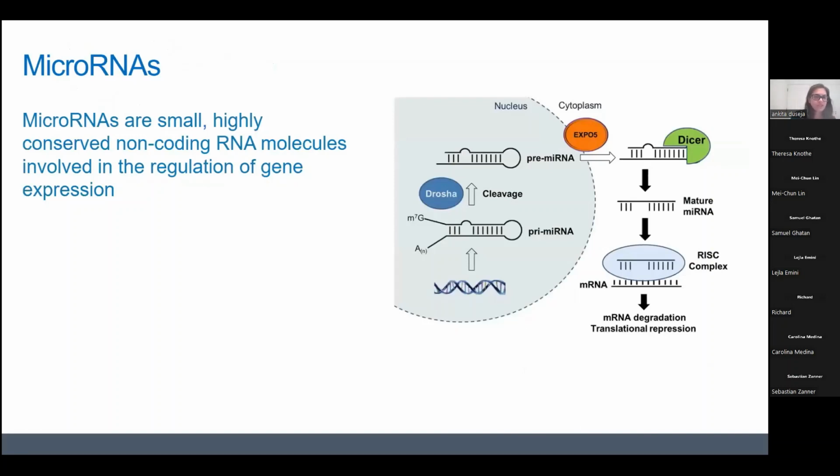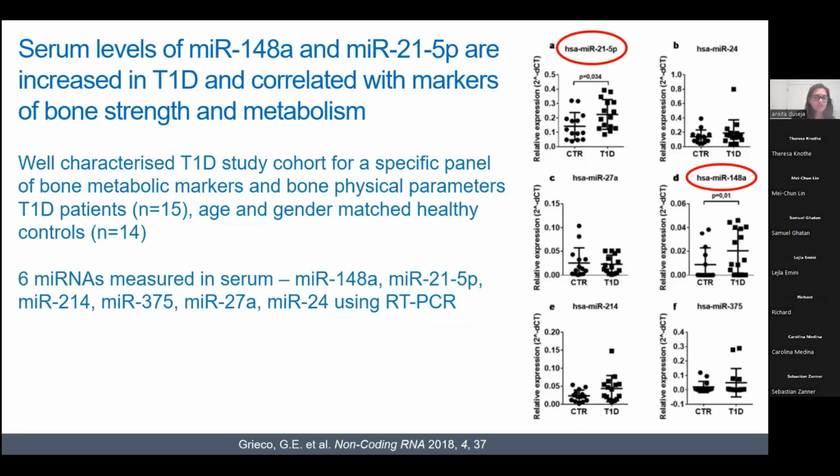Now switching over a little bit to microRNAs. MicroRNAs are small, highly conserved, non-coding RNA molecules which are involved in the process of regulation of gene expression. I'm going to show you two studies here.